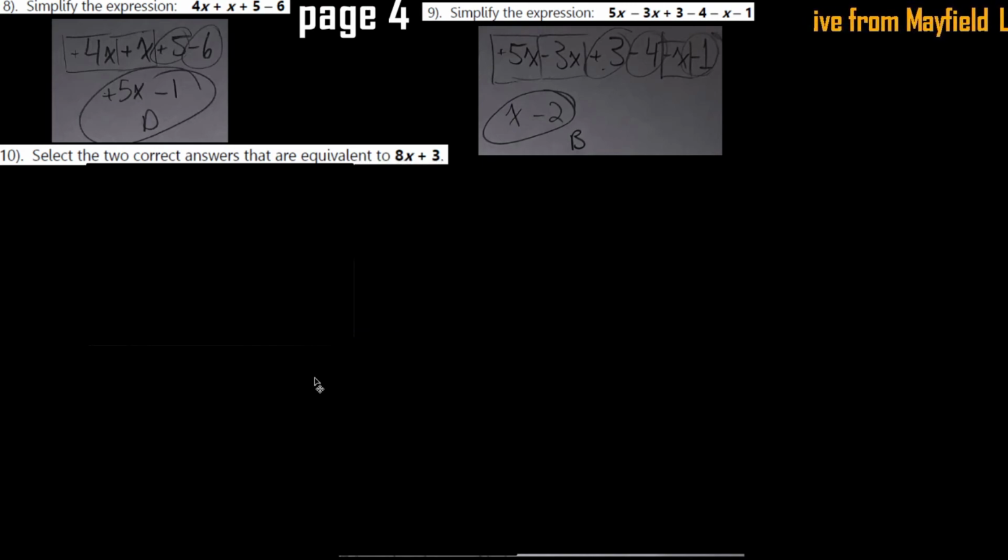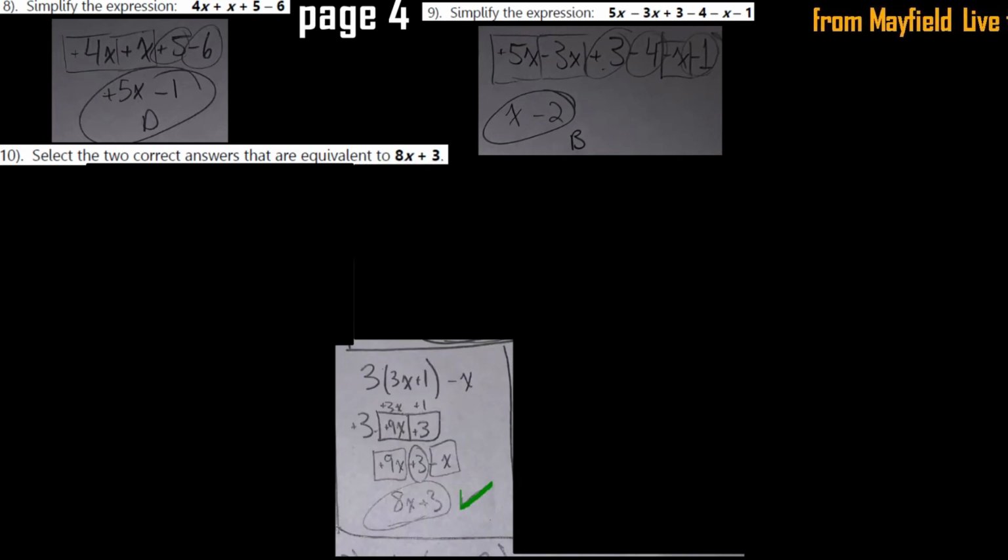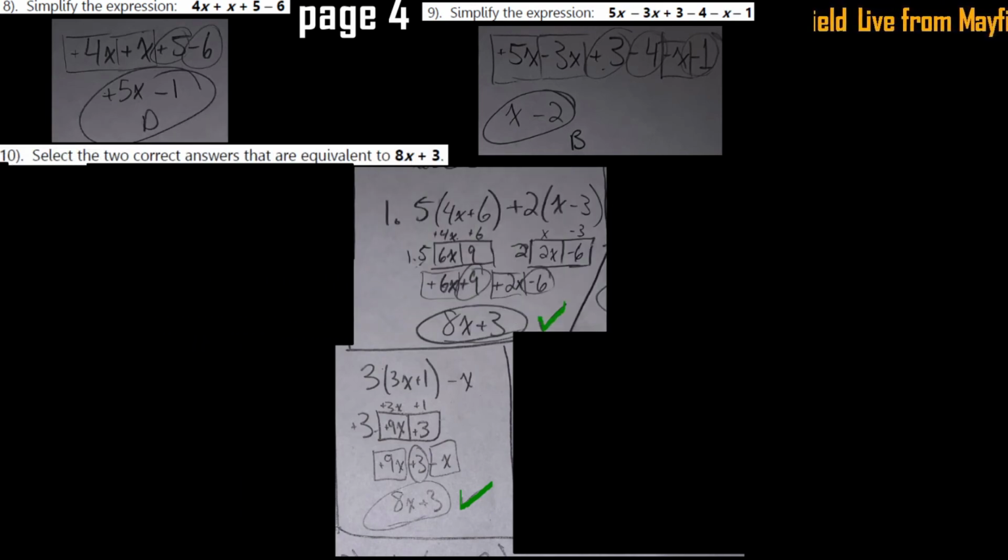Alright, let's see what the other ones are. Sorry, so that one's not good. That one is good. Alright, so the one right below it is good. So we do 3 times 3x is 9x. And we do 3 times a positive 1 is 3. And so we have 9x minus x is that 8x. And we have that plus 3, which is what we're looking for. So again, you're only looking for those two equivalent ones. So it's those middle two.